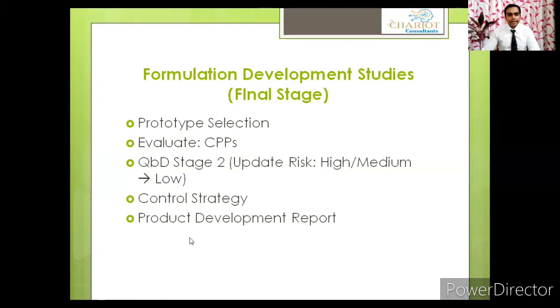So whatever we discussed up till now, that whole document, whole observations need to be captured in your product development report, along with your QBD, along with your control strategies.